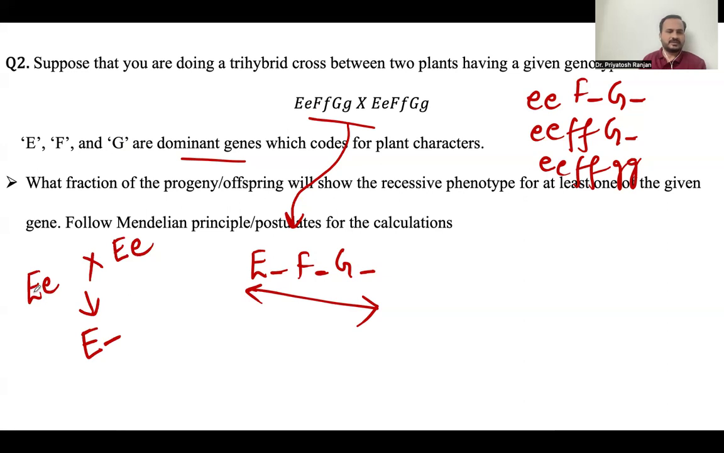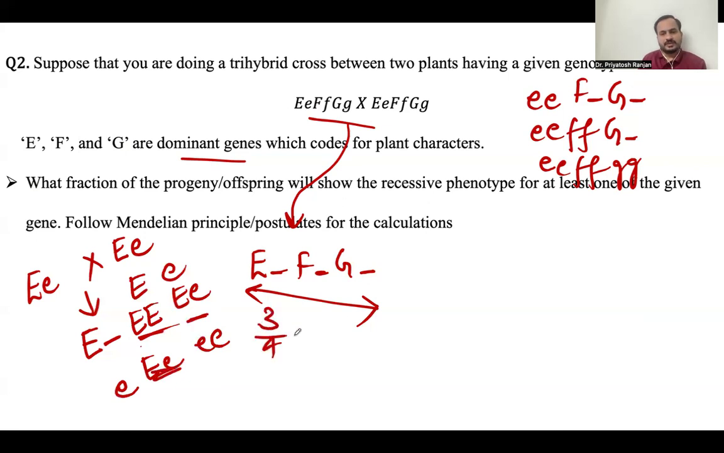You just figure it out: capital E small e from one parent, capital E small e from another parent. So you are going to have capital E capital E, capital E small e, capital E small e, small e small e. And what I'm asking is, are these three ones, which are nothing but the 3 by 4. Same for the F, 3 by 4, and same for the G, which is going to be 3 by 4. And what you need to apply here is the law of multiplication, because I'm asking for an offspring having a genotype capital E dash, which could be anything, small e or capital E, and capital F dash, and then capital G dash.